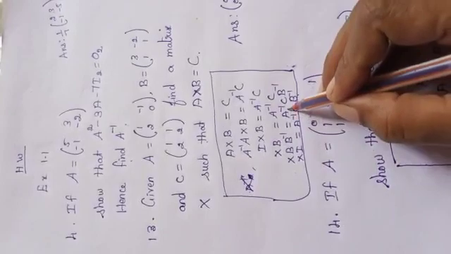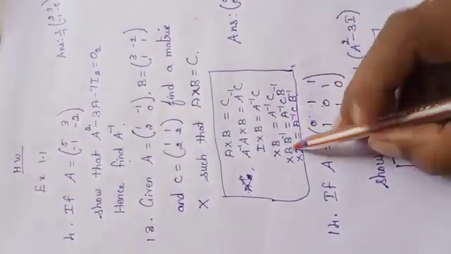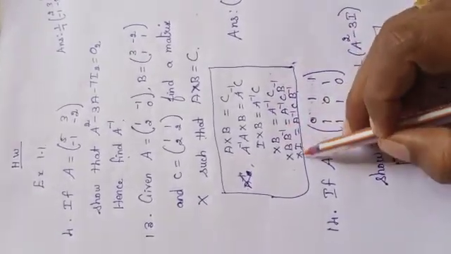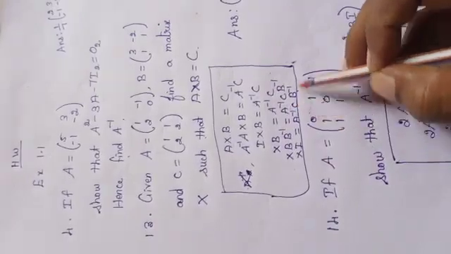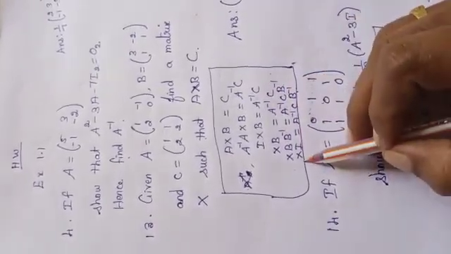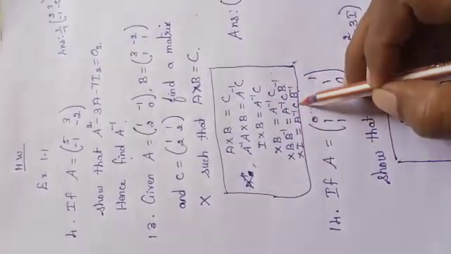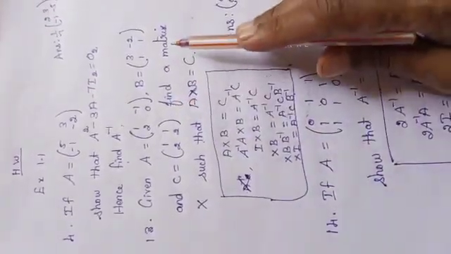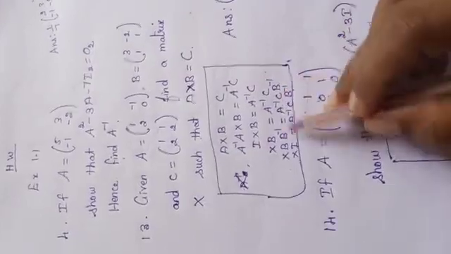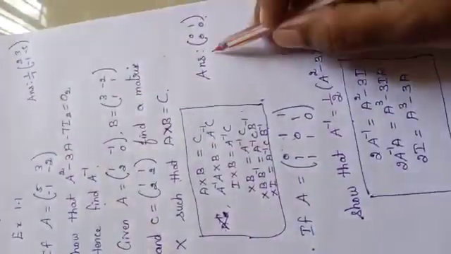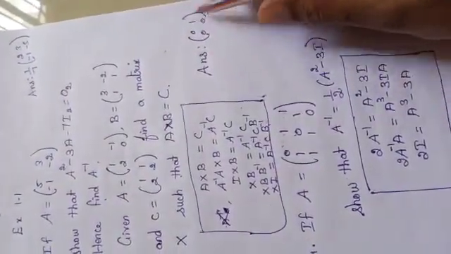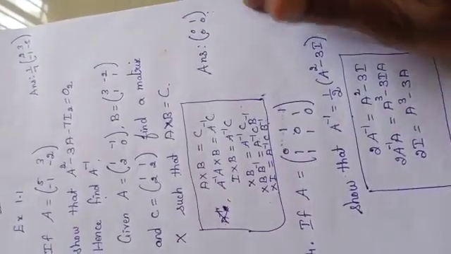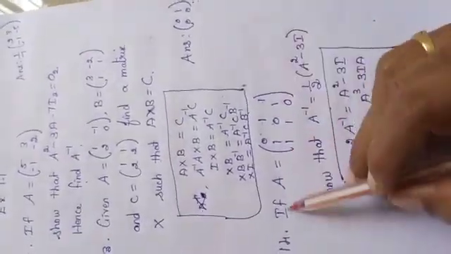X B B inverse equals A inverse C B inverse. See, B into B inverse is I. So X I equals A inverse C into B inverse. So what is X from here? X equals A inverse C B inverse. Using A you can find A inverse, using B you can find B inverse. Then substitute here and find X. The value of X is 0, 1, 0, 0. Check it out.